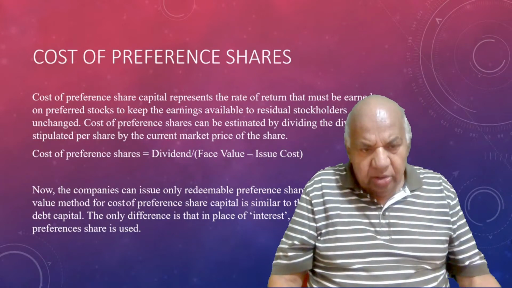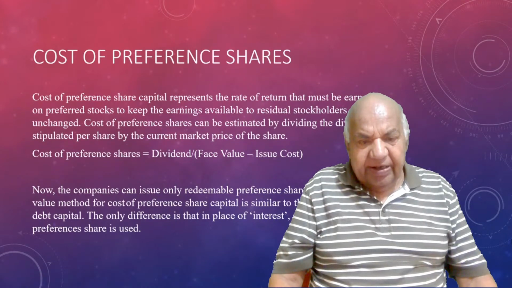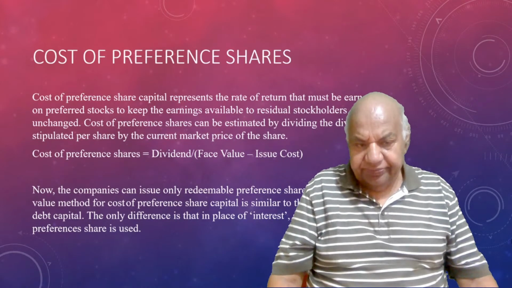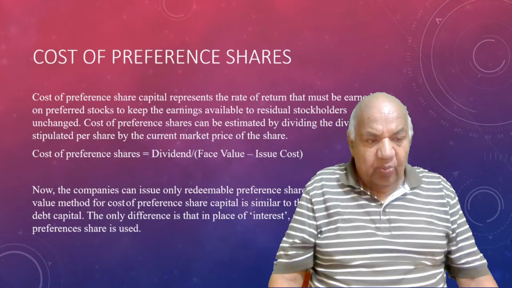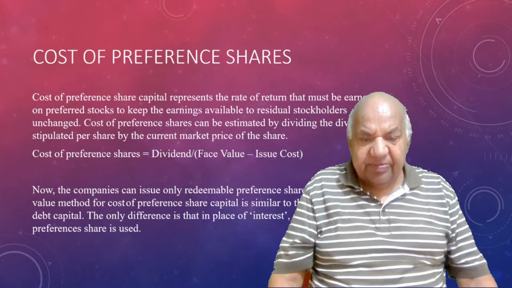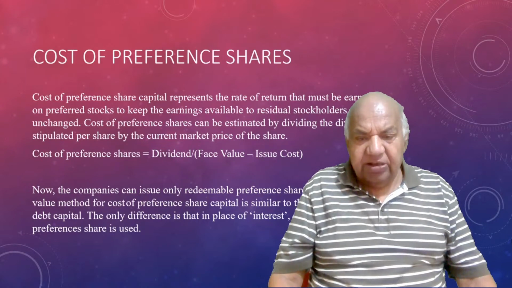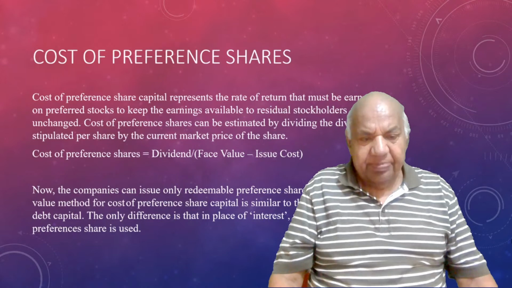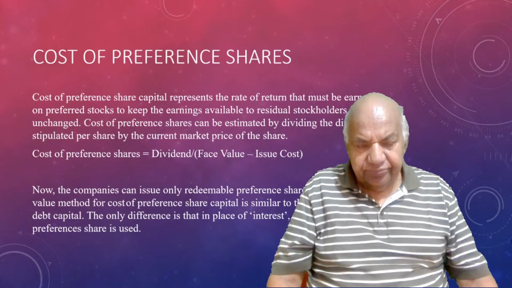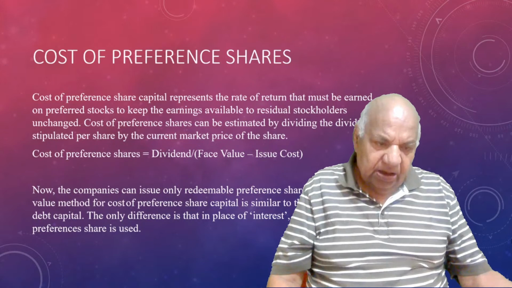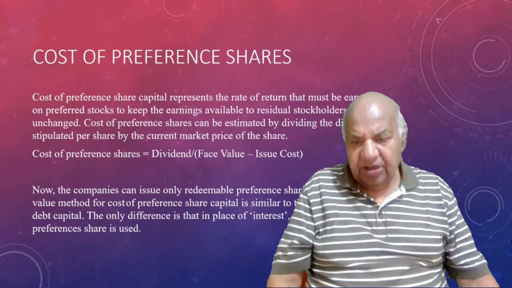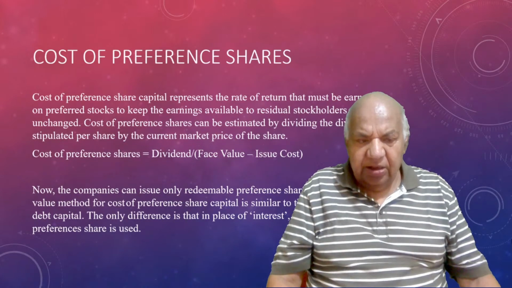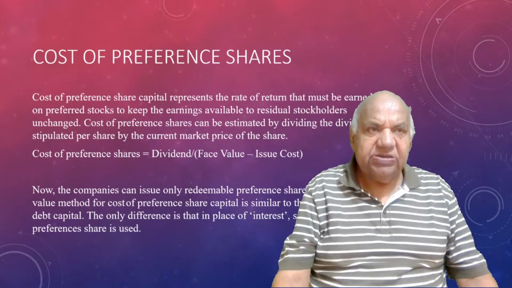But now the companies can issue only redeemable preference shares. So the method of computing cost of preference share capital is similar to that used for cost of debt capital. The only difference is that in place of interest, which we have stated in the formula, dividend on preference shares is used.